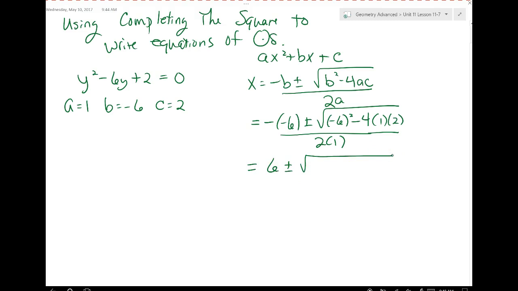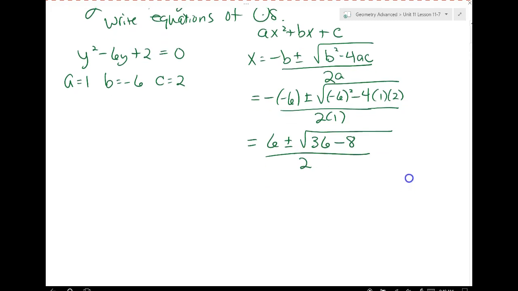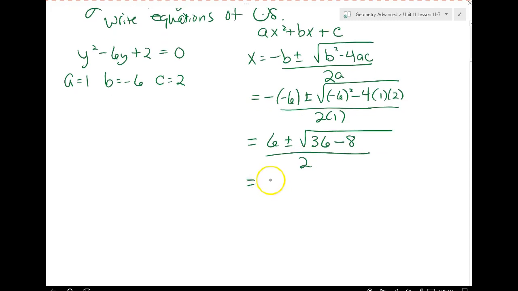Then we have to do order of operations inside our parentheses too. We have to do exponents first. What's a -6 squared? 36. Minus, well, we got 4 times 1 times 2. Isn't that 8? And then we have all over 2 times 1, which is 2. So we're getting a little bit nicer numbers. So then I get here, 6 plus or minus the square root of, well, 36 minus 8 is what?